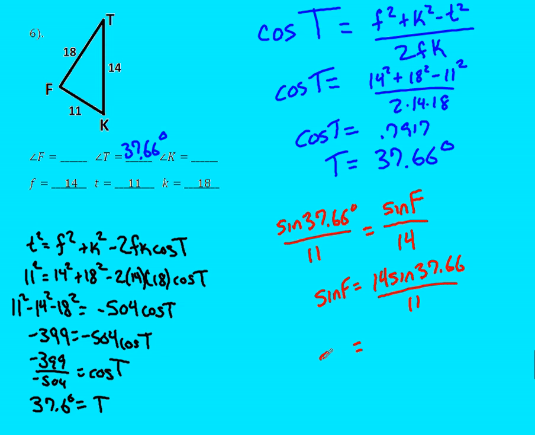When I do that, sine of f is 0.7776, where angle f, when I take the inverse, is 51.04 degrees. So angle f is 51.04 degrees. And then again, I get angle k just by doing 180 minus f minus t, so k is 91.30 degrees.